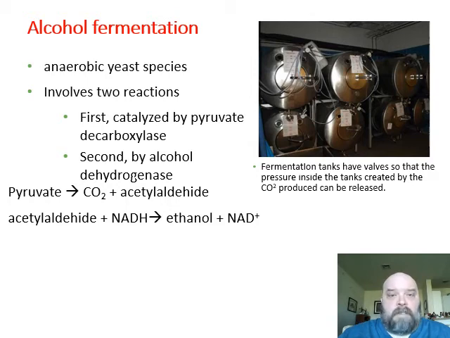So with alcohol fermentation, you're going to see the series of reactions right here. Pyruvate gets changed into acetaldehyde. Acetaldehyde and NADH becomes ethanol and NAD. Each of these steps has a different enzyme responsible. Notice that pyruvate to CO2. That pyruvate to CO2 and acetaldehyde, that CO2 is the bubbles. The bubbles you see in beer, in champagne, the bubbles that get trapped in your bread as it's rising.